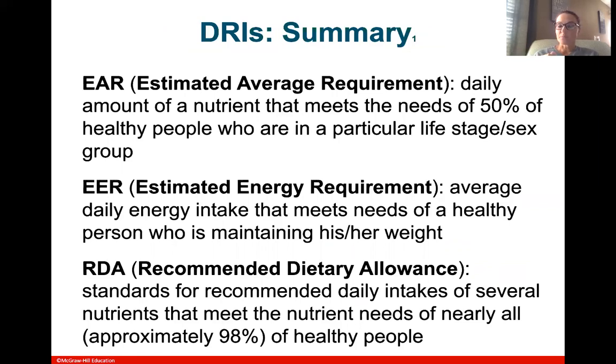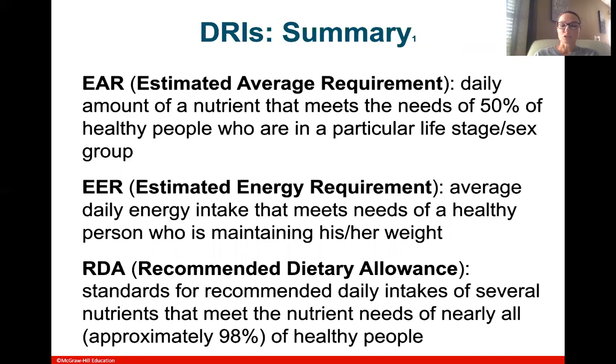The EAR is the daily amount of a nutrient that meets 50% of a person's nutrient needs. So this is kind of the jumping off point for figuring out RDAs. This is a number that they've determined: if you consume this much, it meets the nutrient needs of 50% of healthy people.